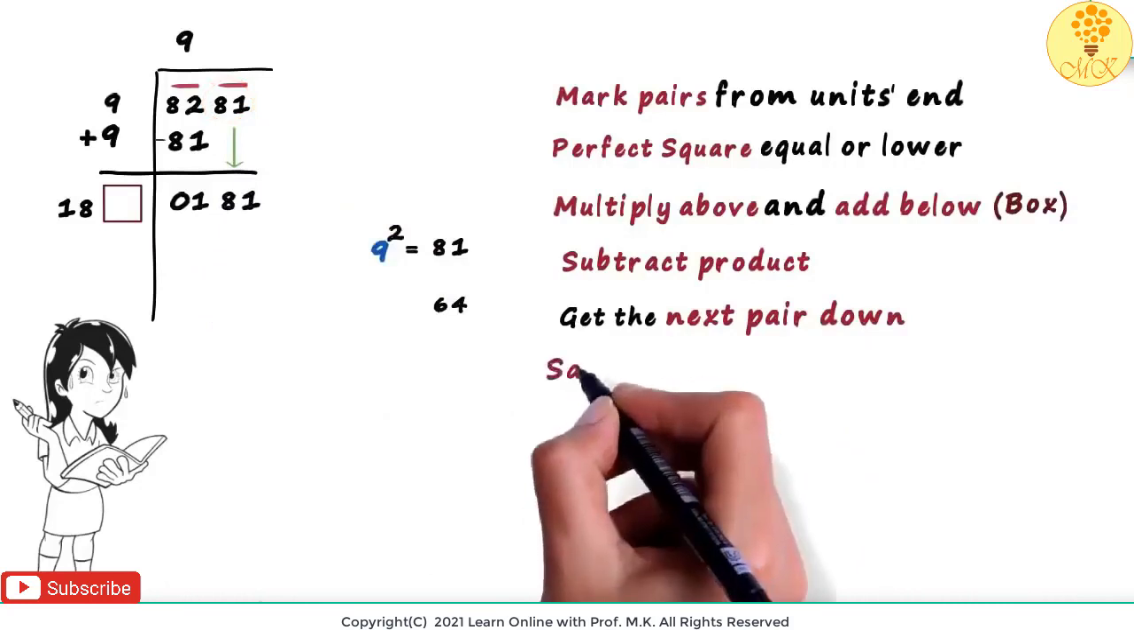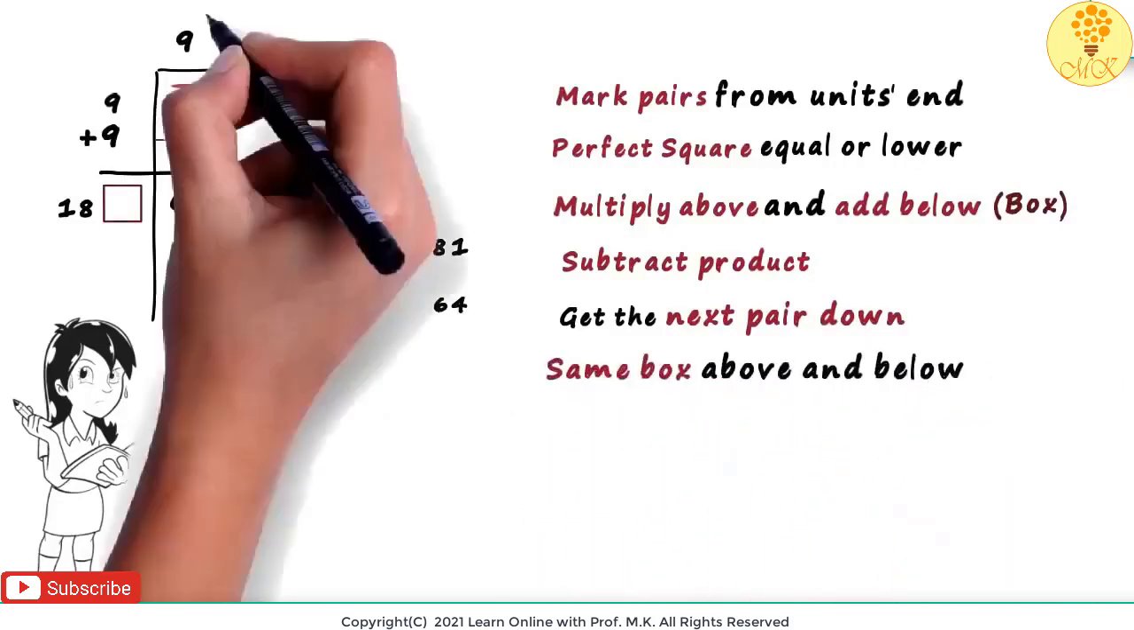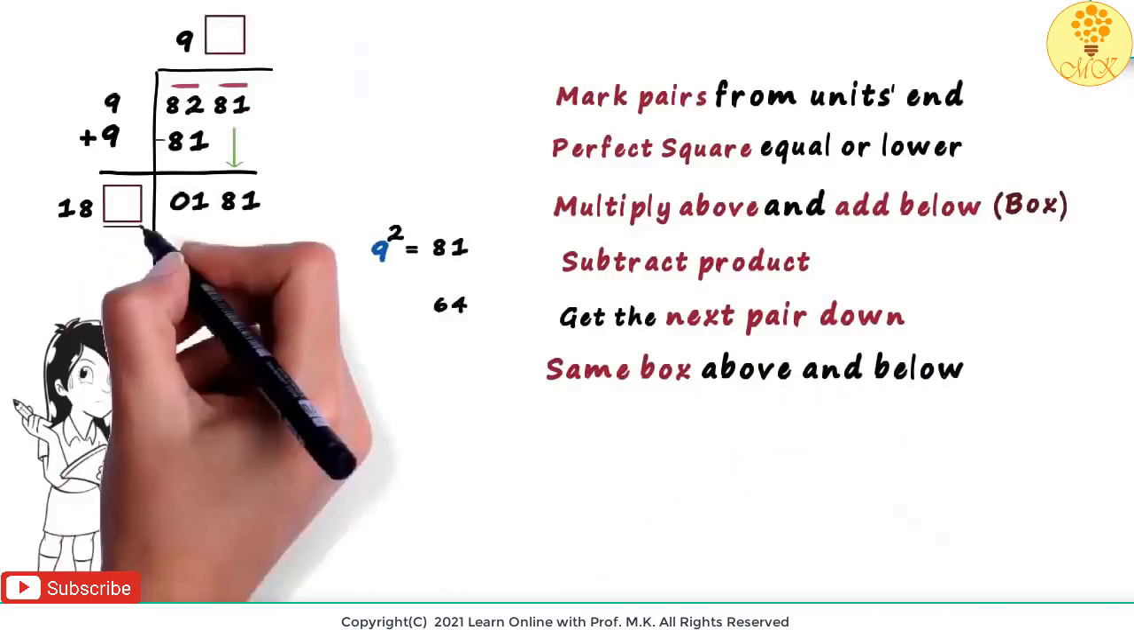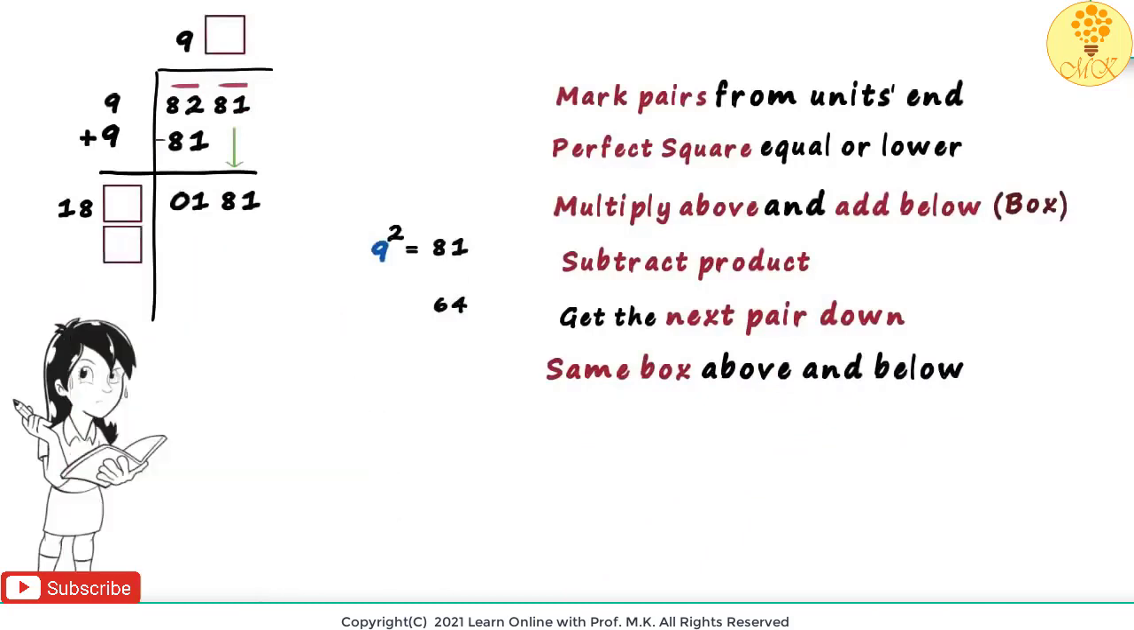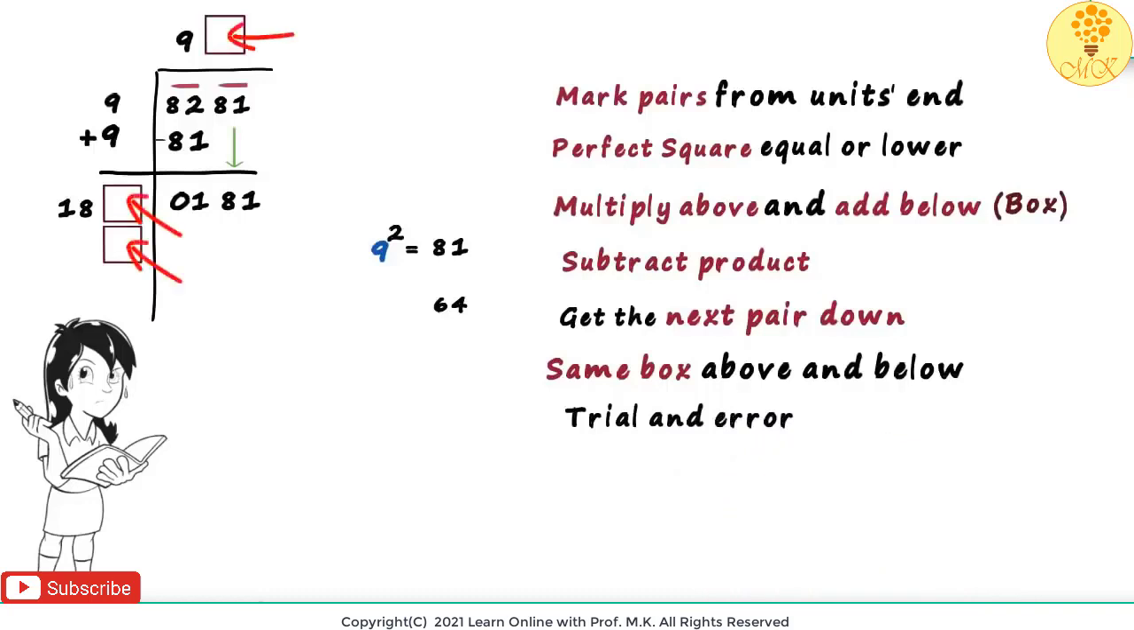Then we draw the same box above and below. Above, we draw it next to 9, and below, we draw it under the original box. The digits contained in each of these boxes are the same. The next step, according to me, is the most interesting step of the long division method. We use trial and error to find the digit in the boxes.